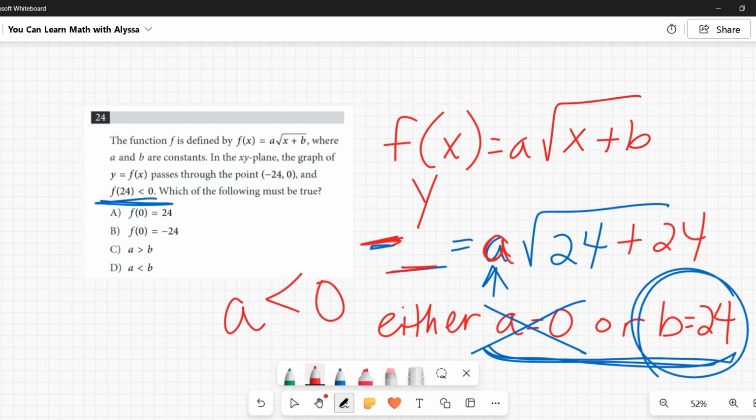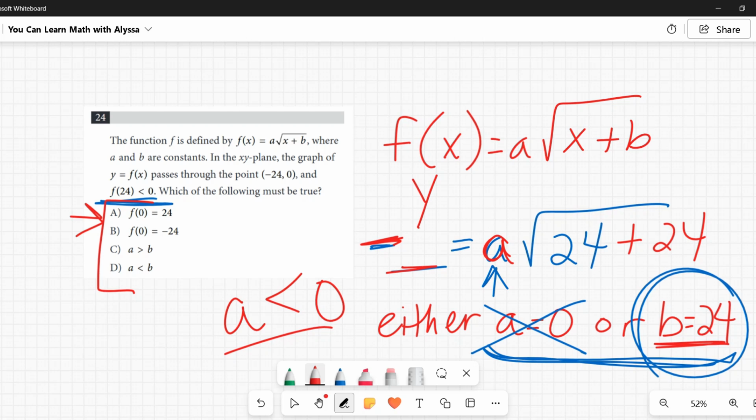Okay, so now I have these two facts I've learned. I learned that b is 24 and a is less than 0. And let's look at the options of which of the following must be true. Let's see if we can answer this without having to do anything additional. First, f of 0 equals 24. No, I don't think we know that must be true, because we don't know the value of a. We know that it's negative. No, that f of 0 must be negative 24. No, we don't know that either.